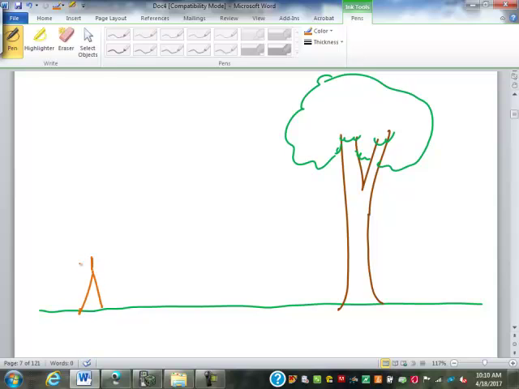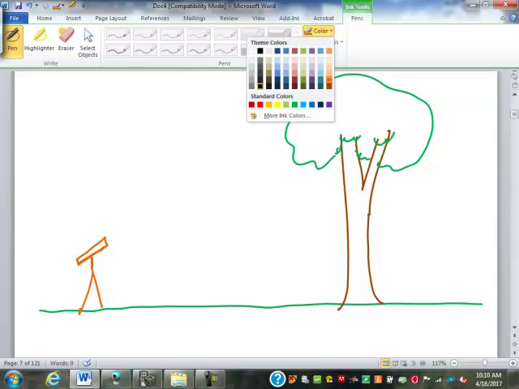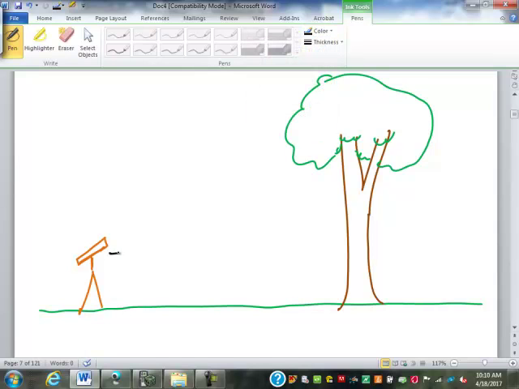So let's say we have it set up here. Here's our scope, right? The height of our scope off the ground here is 5 feet. And we shoot through the scope. We sight in the top of the tree. We have an angle of elevation here of 28 degrees.